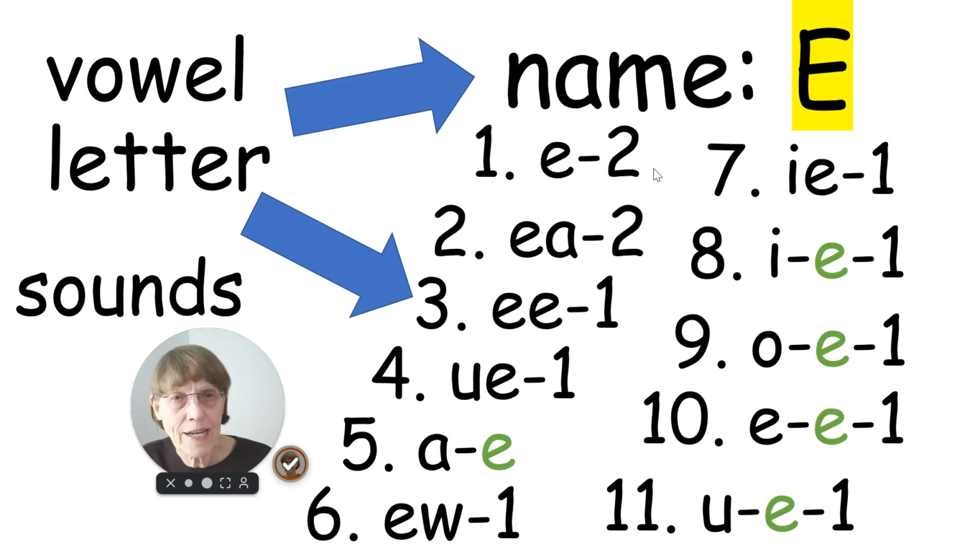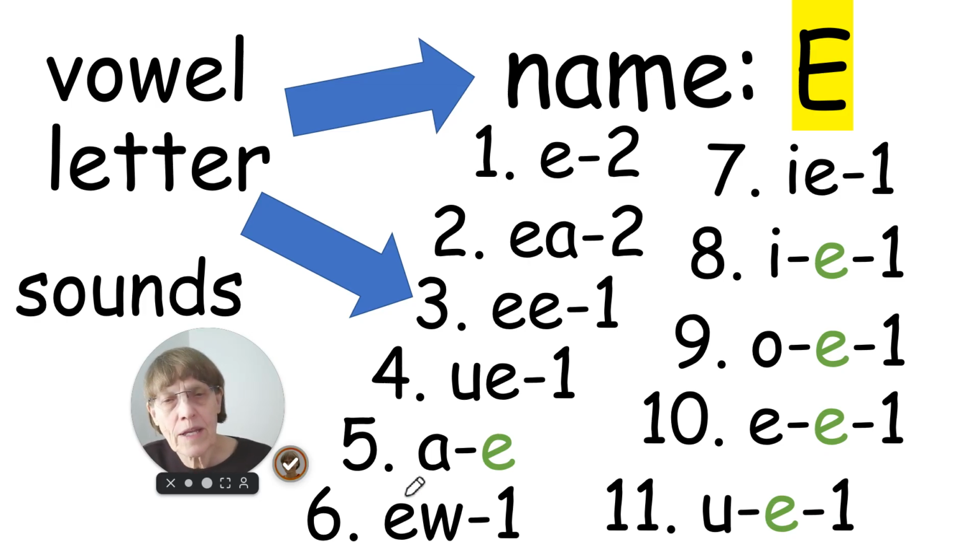So let's look at number 1. 2 sounds for E by itself. E and eh. What about number 2, when we have an EA? 2 different sounds. E and eh, actually the same as number 1. When we have EE together, we say E. When we have a UE together, we say ooh.